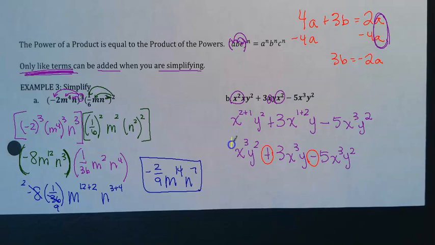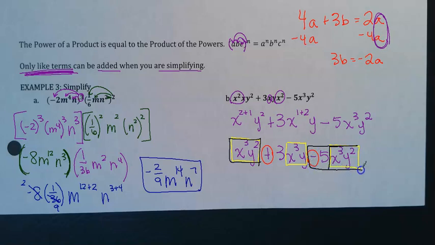So the terms here are x cubed y squared, x cubed y, and x cubed y squared. The coefficient here, the number in front, would be 1. I have 1 of these. I never write it, but I have it. Here I have 3 of these x cubed y's, and here I have -5 of these x cubed y squareds. So are any of those terms the same? Yeah, right? This one and this one, they both have an x cubed y squared. So these are the ones that can be combined.